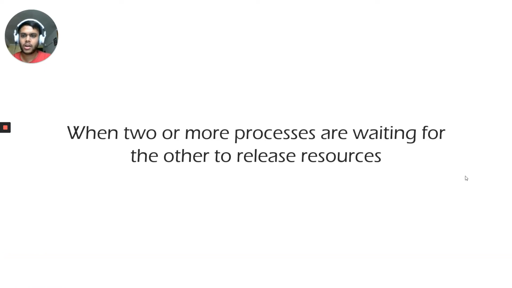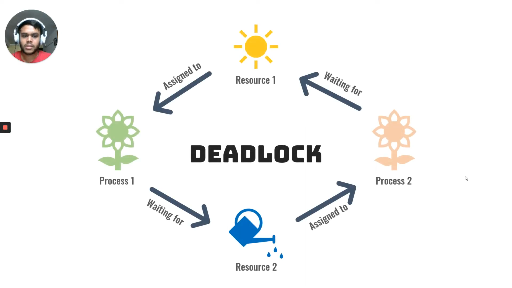What's a deadlock? When two or more processes are waiting for the other to release resources. Let's understand this concept with the help of this diagram. These two plants are two processes and both of them need both of these resources, that is sun and water. Now process 1 has been assigned sunlight but not water, and for process 2 it's vice versa.